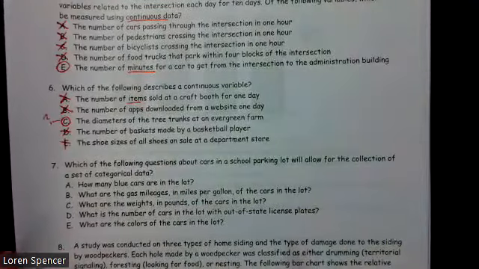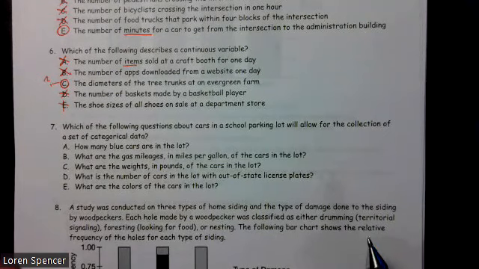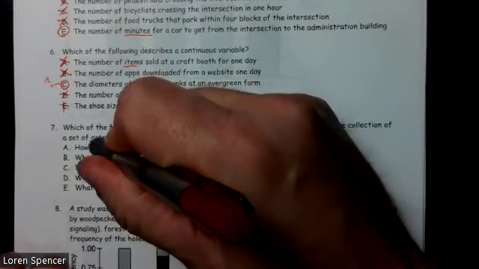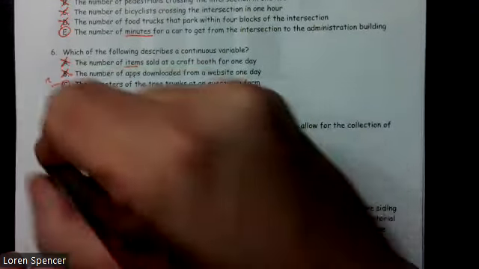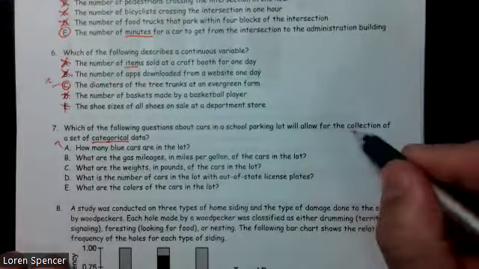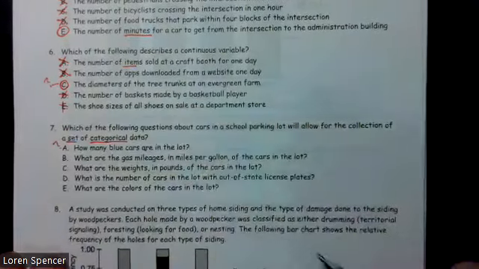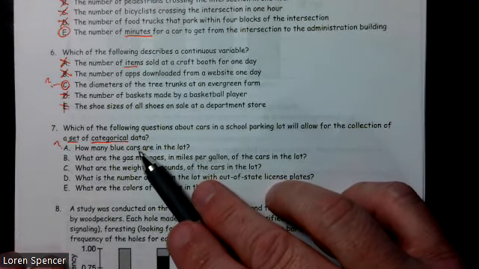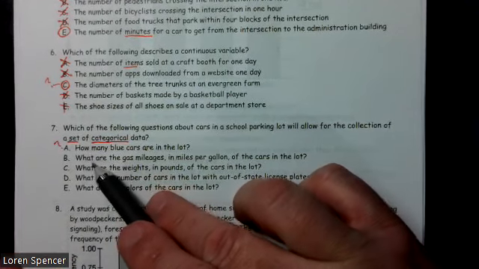Which of the following questions about cars in a school parking lot will allow for the collection of a set of categorical data? All right. So we have a couple words in here. Categorical data, that means it's non-numerical. And I see how many blue cars are in the lot. Well, that's a good possibility, but it says will allow for the collection of a set. And here we only have one, so I don't really like this one, but we'll mark it as possible because it is categorical, but it doesn't sound like a set.